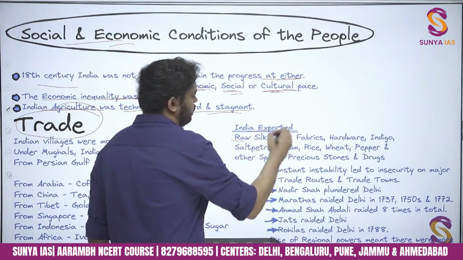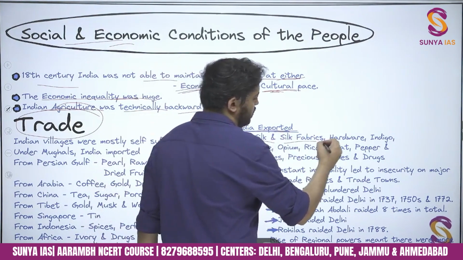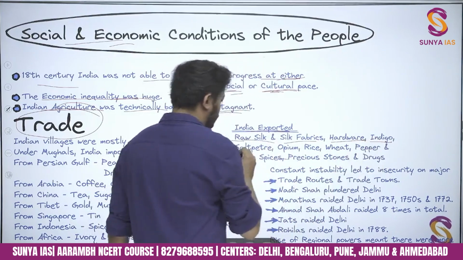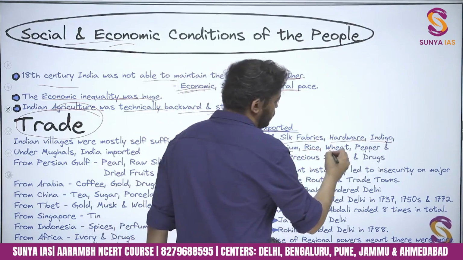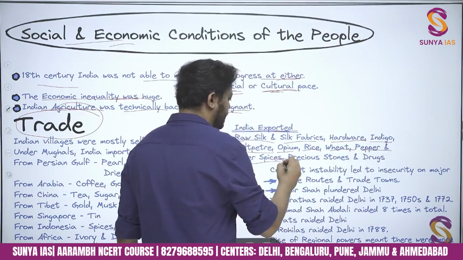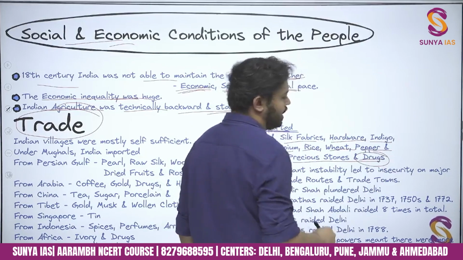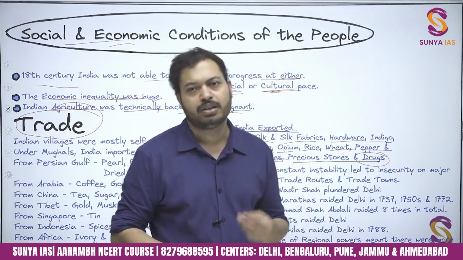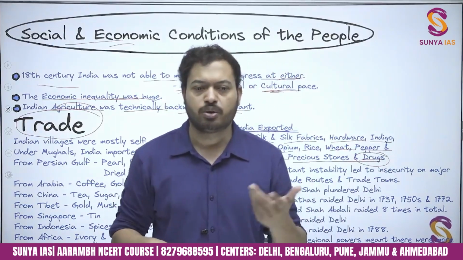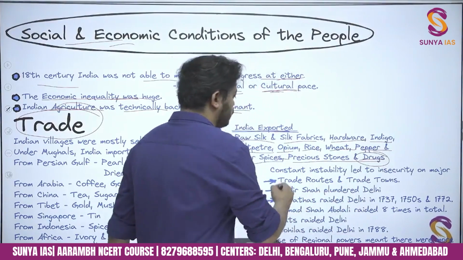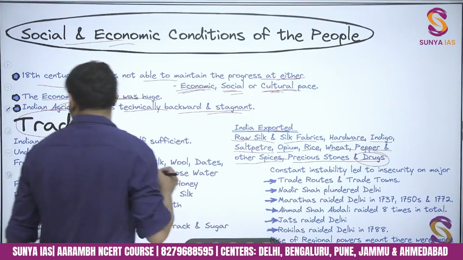So exported things: raw silk, silk fabric, hardware, indigo, saltpeter, opium, rice, wheat, pepper, other spices, precious stone, and drugs. Drugs, not cocaine; drugs of the herbal type, like jadi booty and all those things. Now, constant instability. Okay, fine. We'll come to this later.